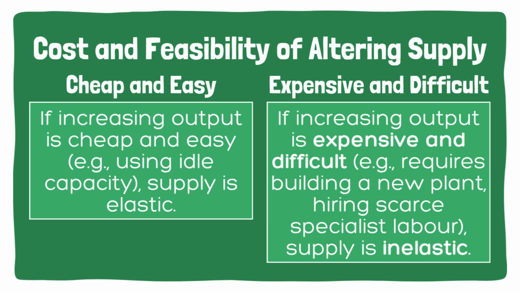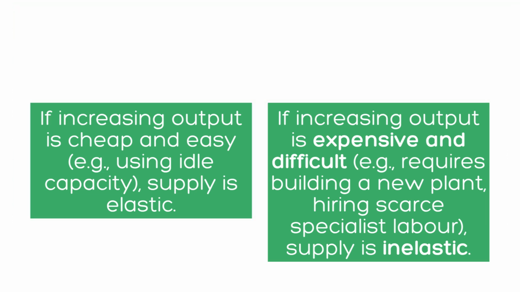The second factor is the cost and feasibility of altering supply. If it's cheap and easy to increase output, for instance, by using idle machinery or extra labor, then supply tends to be elastic. But if it's costly or difficult to raise production, such as needing to construct a new plant or hire highly specialized workers, supply becomes inelastic.